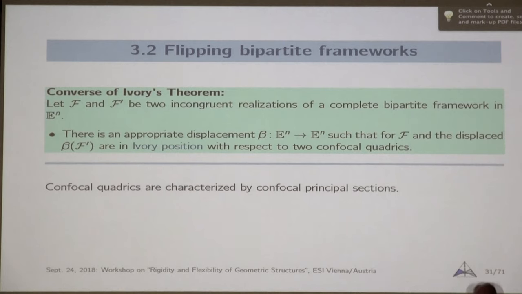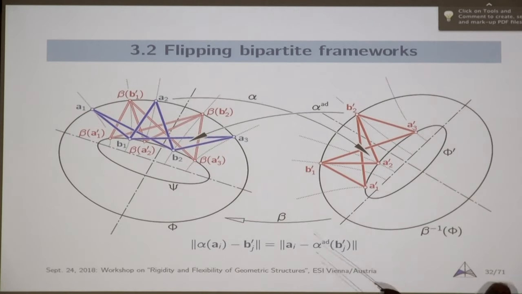And we can state this really more generally. If we have two incongruent realizations of bipartite frameworks in space of any dimension, like the blue one and the red one, then there is always a movement which transports the red one into another version where there is this affine relation. Points from outside go inside, and those from inside go outside.